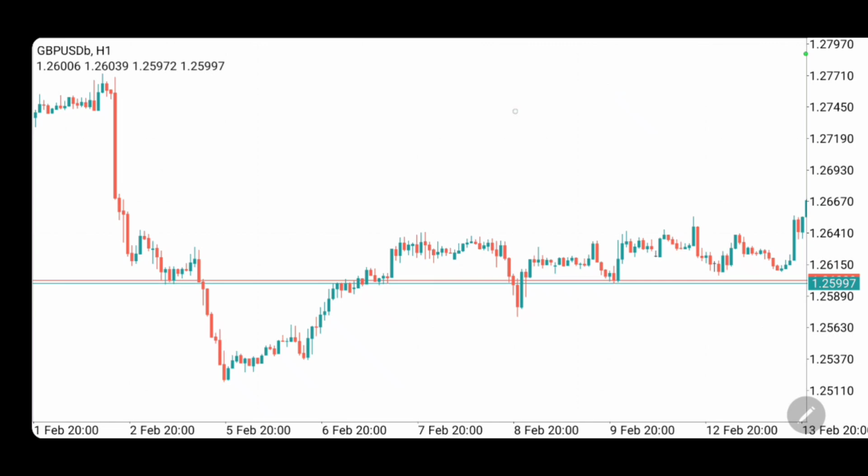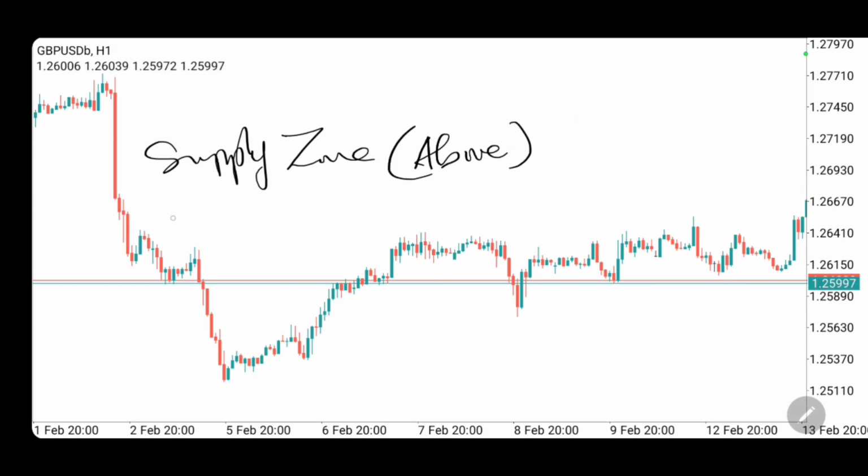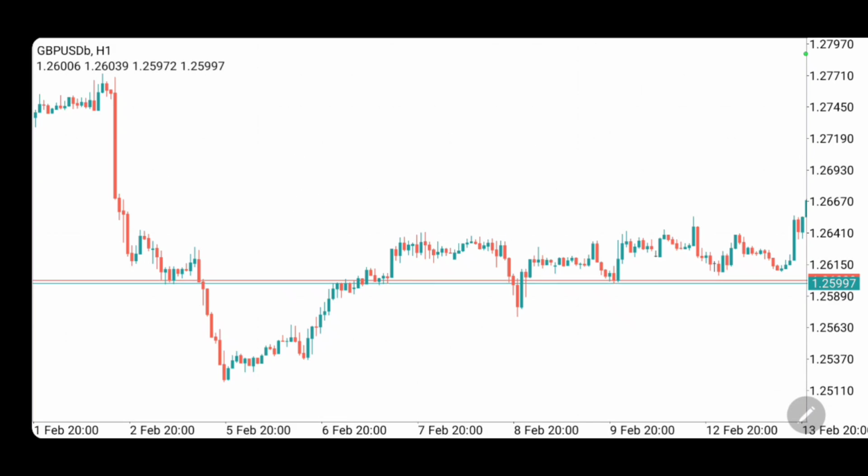The market will sweep liquidity above your supply zone before selling. Okay, I'll show you in a while what I mean. And the market would sweep liquidity below your demand zone before buying. Okay, this is what I actually mean.